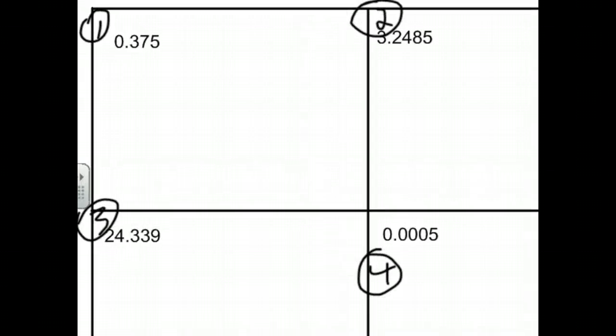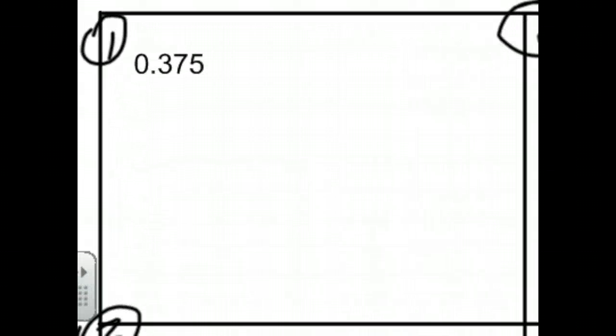So if we start in the upper left-hand corner, and I'll number these so we have an idea of what we're talking about. We don't have to refer to them by the space that they're in. On the upper left-hand corner, number 1, we have the decimal 375 thousandths. So we just write the decimal as 375 thousandths.